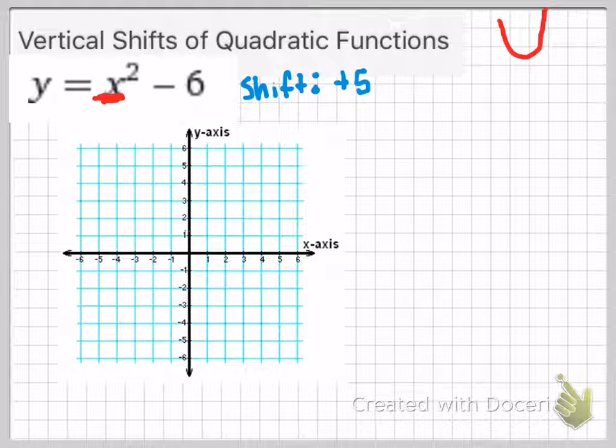And we want to shift this graph plus 5 units. That means that wherever this first graph is located, our new graph is going to be 5 spaces up from there. I'll go ahead and show you as an example.